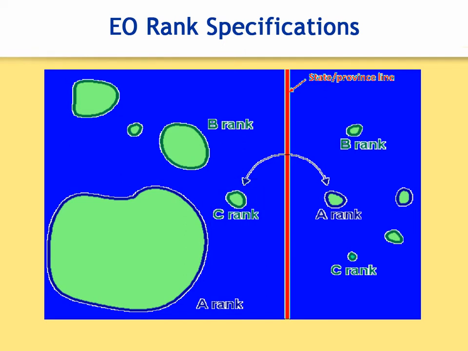One of our goals is for all member programs to use the same ranking criteria, but be aware that this does not always happen. Also remember that size alone does not determine EO rank. There could be a small population in very good condition or in a pristine landscape which might get a higher rank than a much larger occurrence.